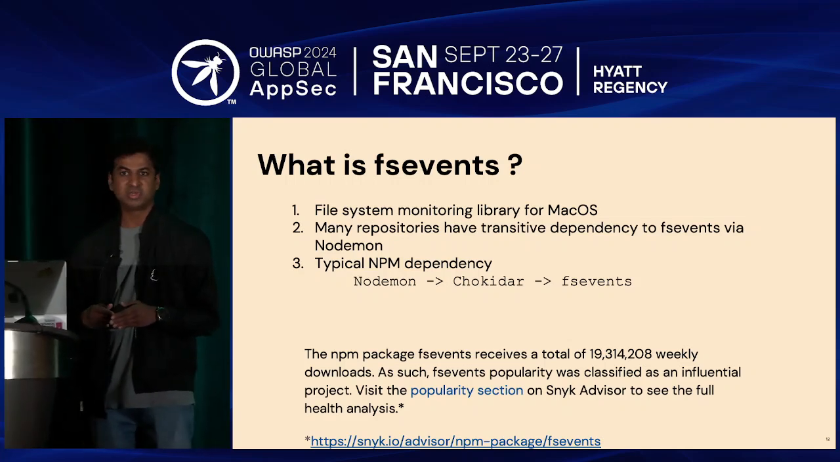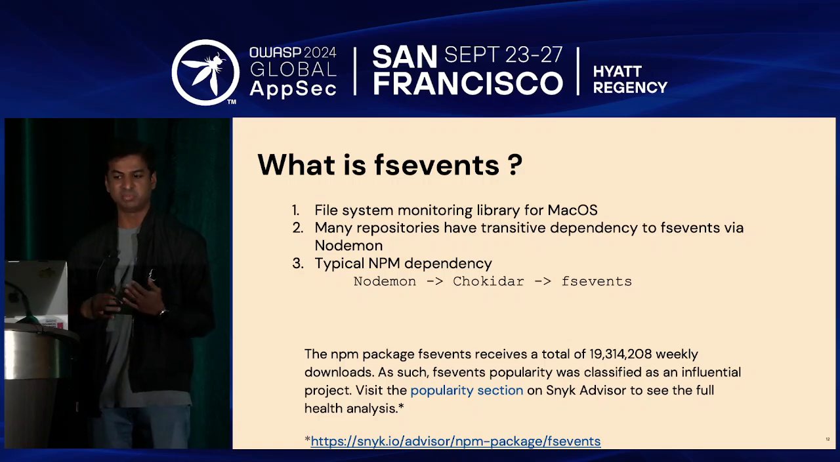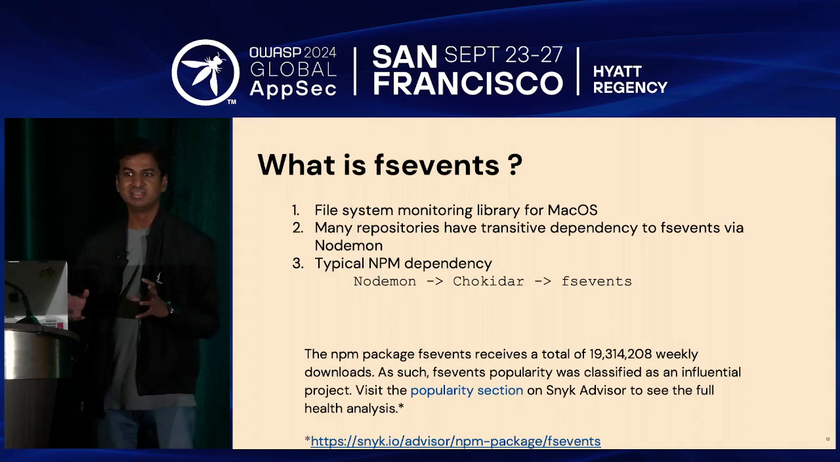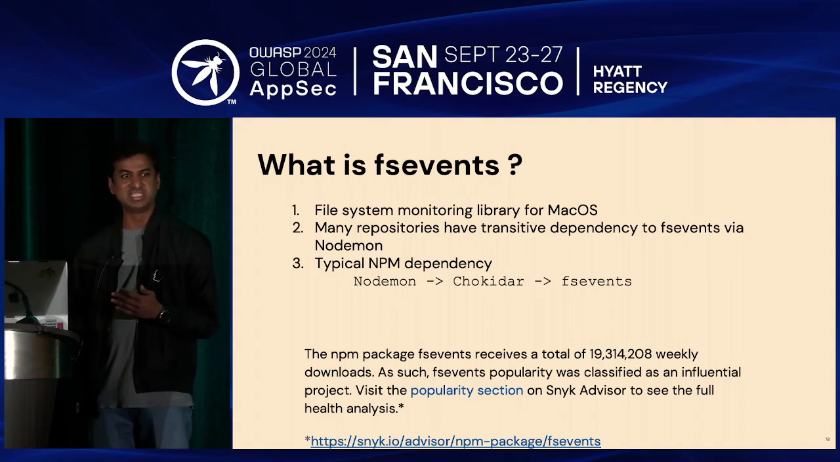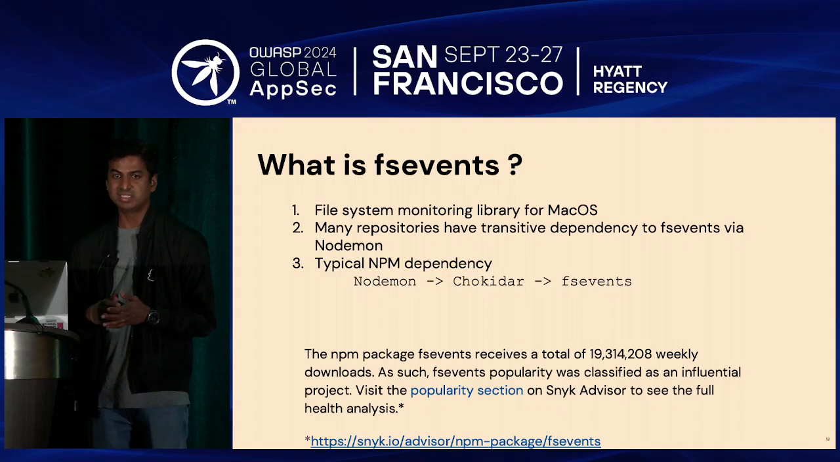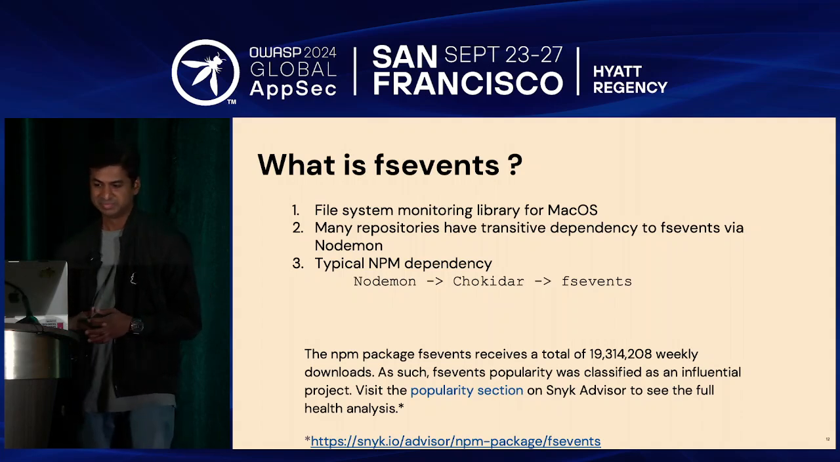For a Node.js developer, they use something called NodeMon for monitoring, and this has a dependency on another library called Chokidar, which has a dependency on FS Events. So you can see it's a transitive dependency for almost all Node.js developers. And it is a fairly popular library because it sees over 19 million downloads weekly.